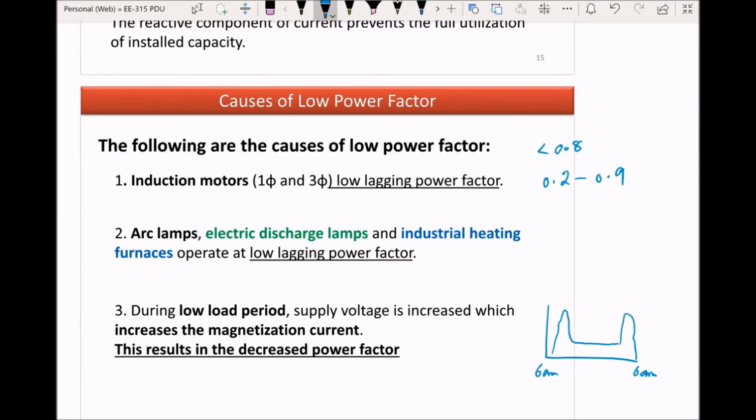What I'm trying to say is that if the load has a varying nature, the supply voltage can increase, because the load depends on the current demand. If the current demand reduces, at that point the voltage can peak up, and with a certain increase in the voltage, there can be some kind of inrush current into the transformer, and that inrush current can increase the magnetization current, which can also reduce the power factor.